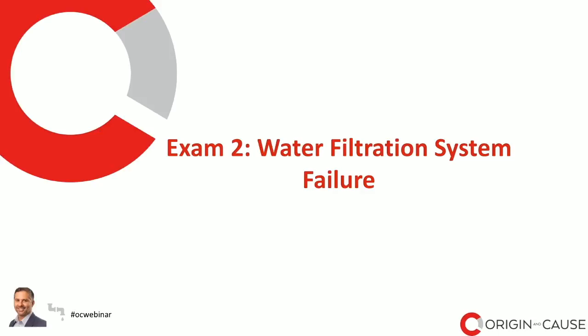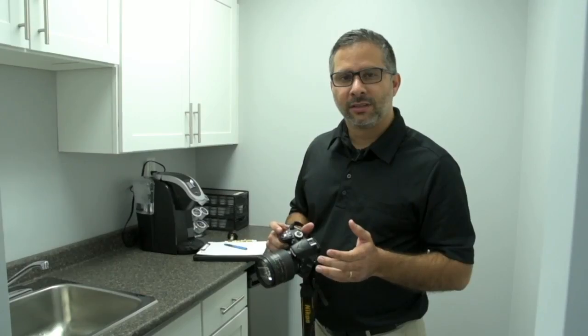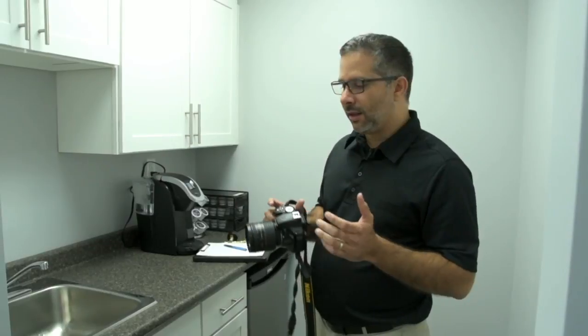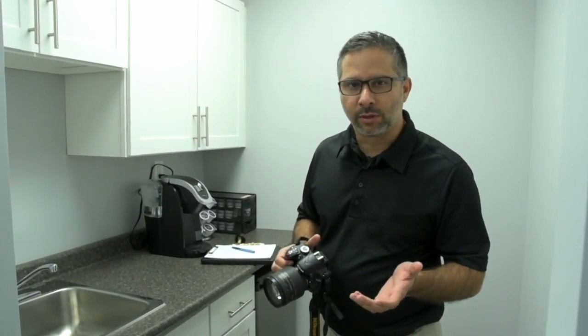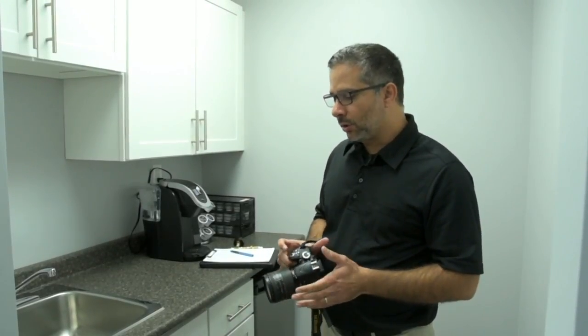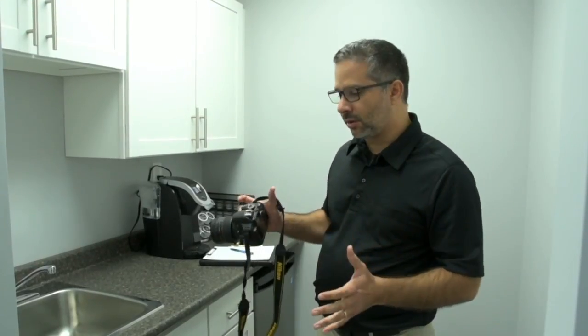Now let's go back to the water filtration system that failed in the beginning of the webinar, and let's go through our investigative process. So I'm in the kitchenette of the Origin and Cause Ancaster office. But imagine this was a claim in a commercial building where there was a water filter failure. At this point, I would have taken a picture of the building, and now I come inside and document the area.